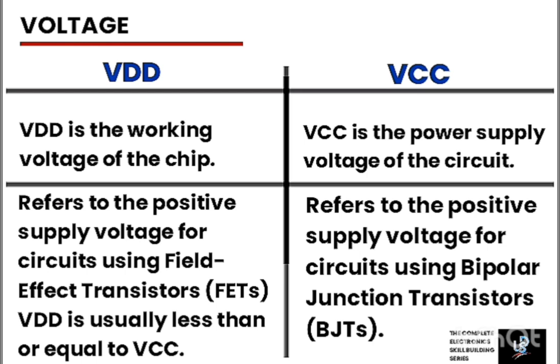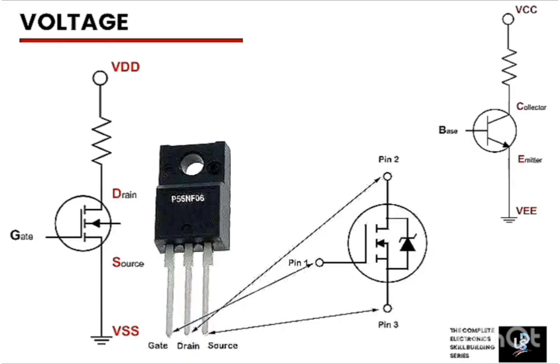VDD refers to the positive supply voltage for circuits using field effect transistors and is usually less than or equal to VCC. And VCC refers to the positive supply voltage for circuits using bipolar junction transistors. Note here that VDD connects to the drain pin in a MOSFET and VCC connects to the collector pin in transistors. The common thing here is that VCC and VDD are both the supply voltages.